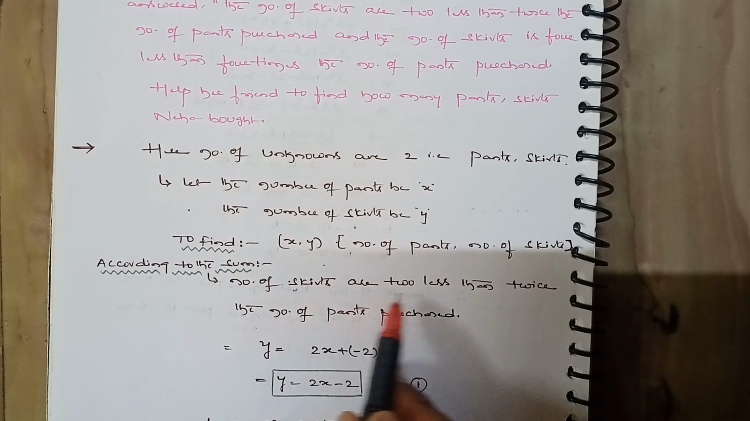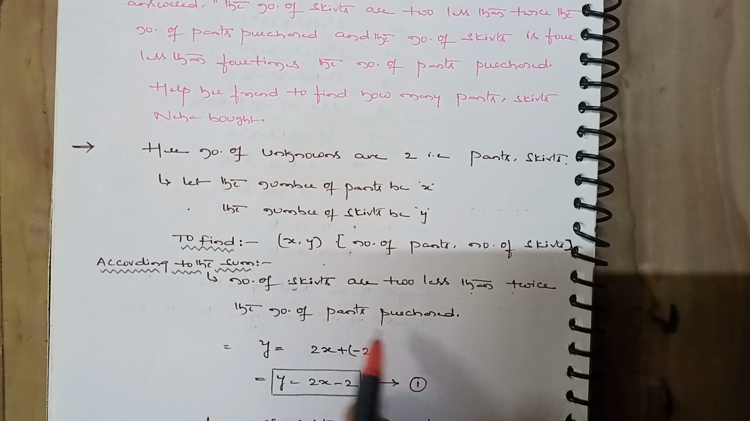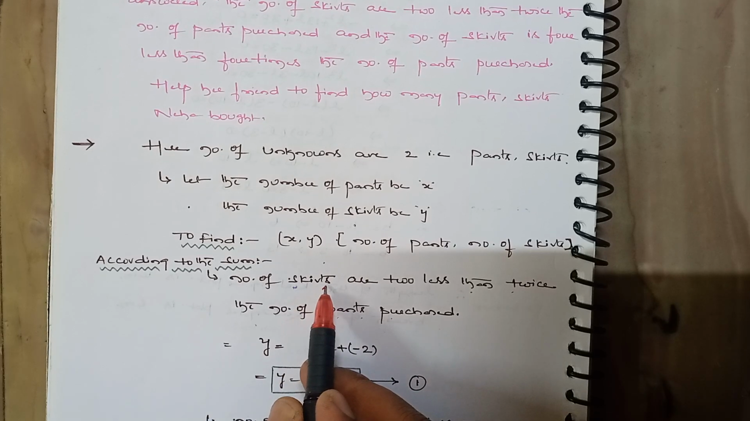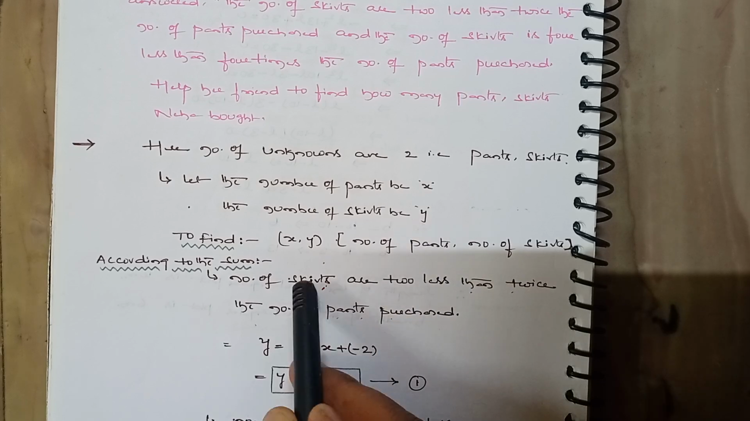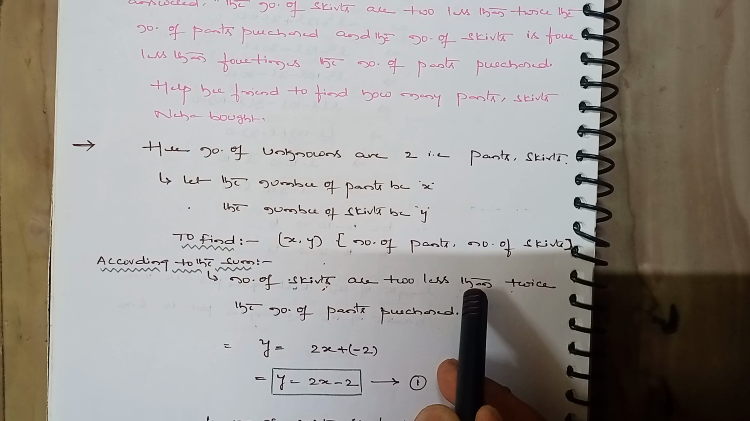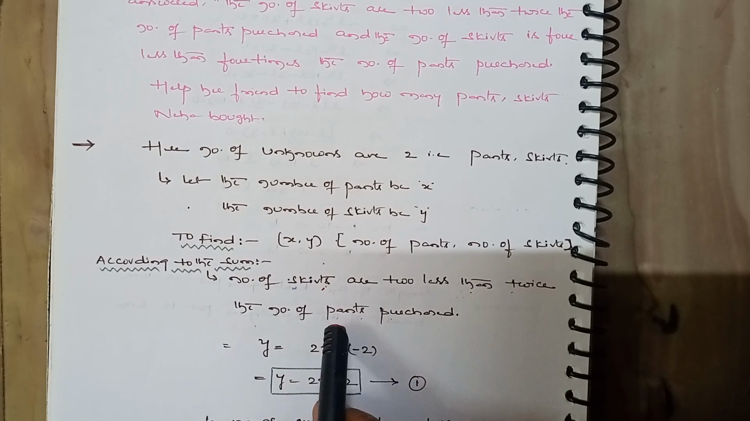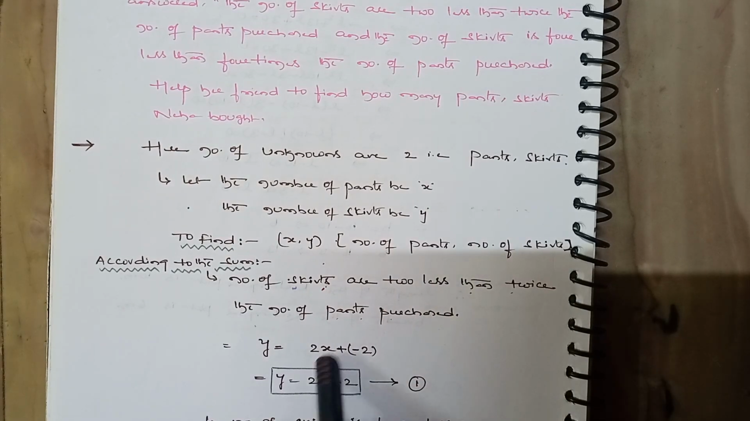Number of skirts is 2 less than twice the number of pants purchased. Number of skirts we consider as y, right? So take it as y here. Y equal to 2 less than twice the pants. So pants we consider x, right? So they're asking twice, so 2x, and 2 less than, so minus 2. So 2x minus 2. Y equal to 2x minus 2.